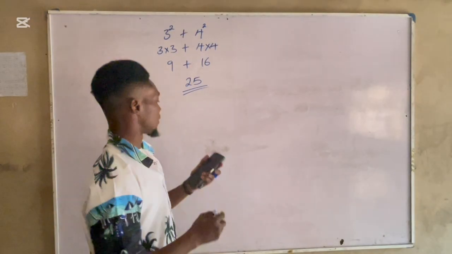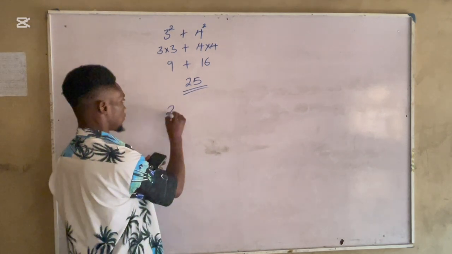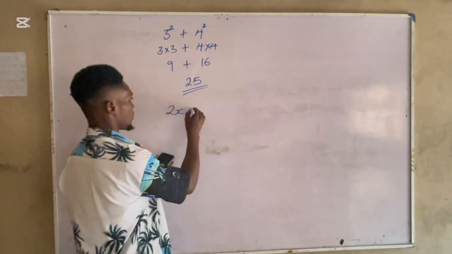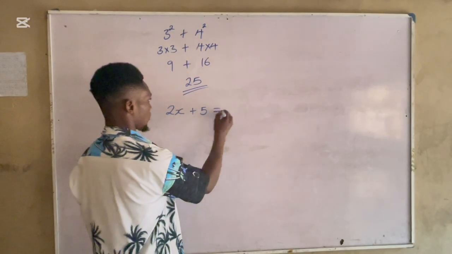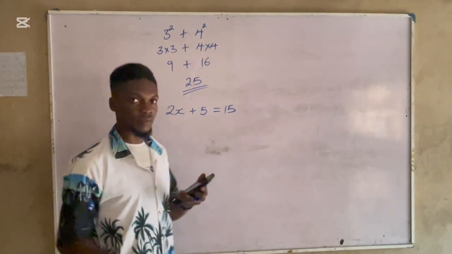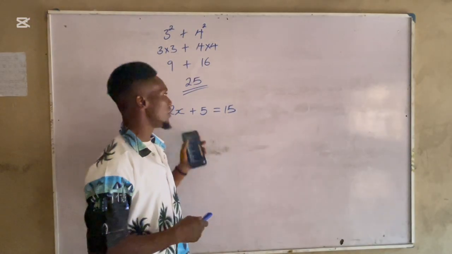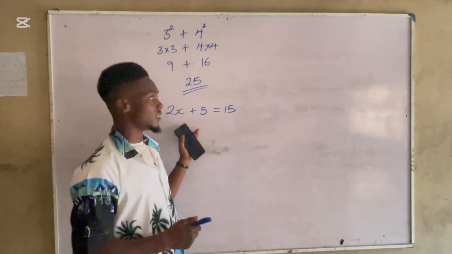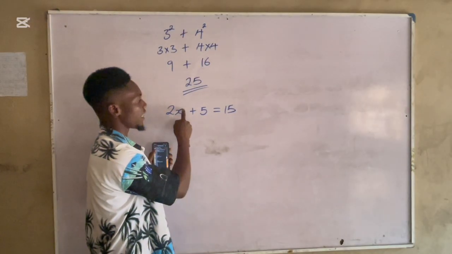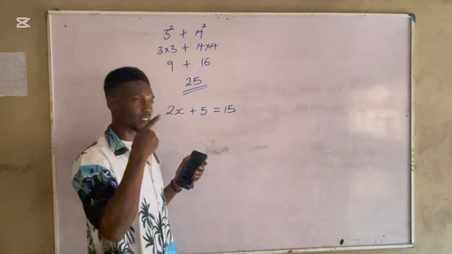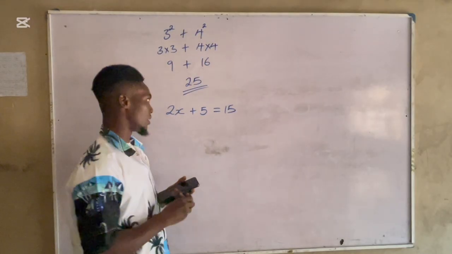The second question, number 2, solve 2x plus 5 equal to 15. This is a linear equation. Why it is a linear equation is because the power of x here is 1. It's an invisible 1. There is an invisible raised to power 1 here. So that makes it a linear equation.